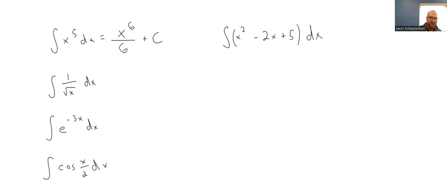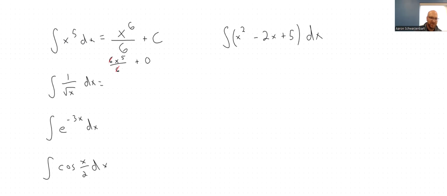I've got x to the 6th over 6, so I bring the 6 in front, reduce the power by 1. Derivative of the constant is 0. The 6's cancel out. So key is raise the power by 1, divide by the new power.